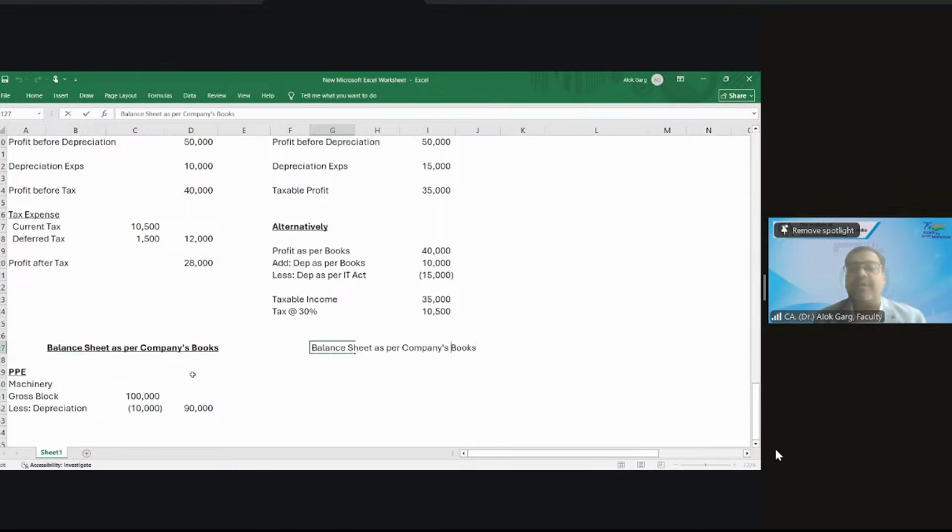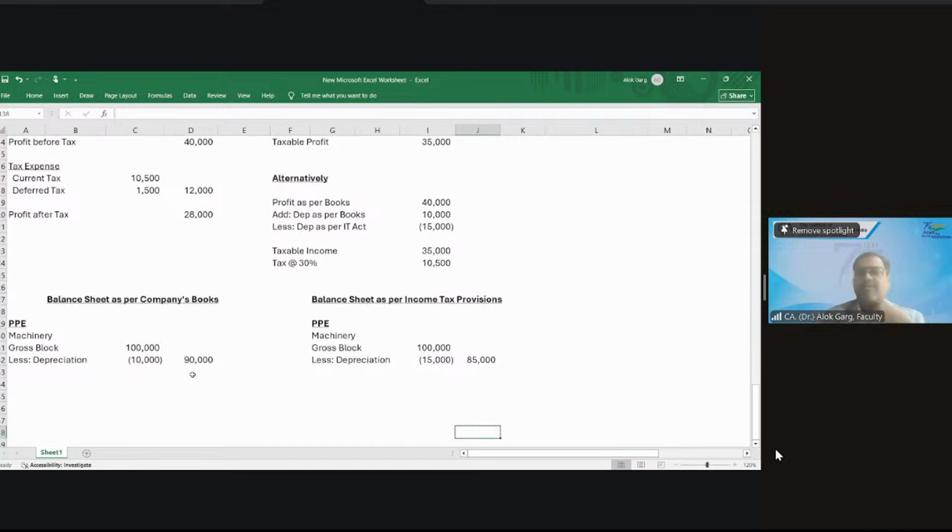Now, the balance sheet as per the Income Tax Act. If I prepare the balance sheet as per income tax provisions, tell me what is the balance of this machinery as per income tax provisions? What is my gross block? Gross block will remain 1 lakh, right? It was purchased for 1 lakh in income tax also. Yes, sir. What is the depreciation? 15,000. What is the net block? 85,000.